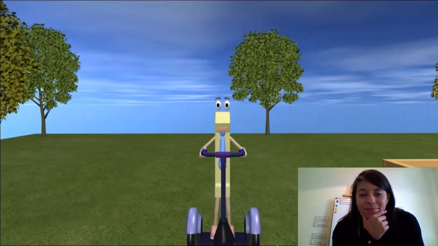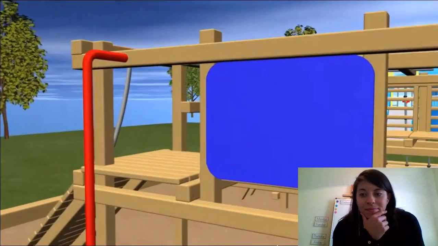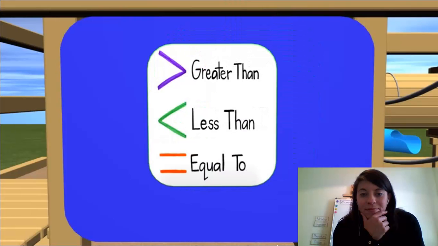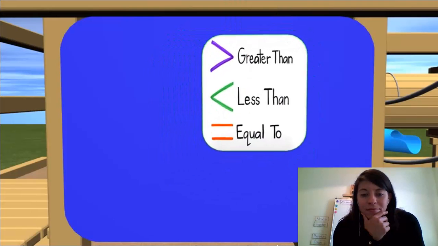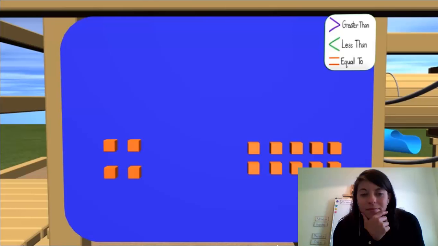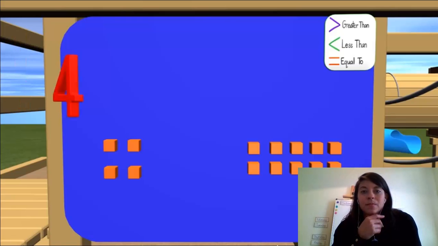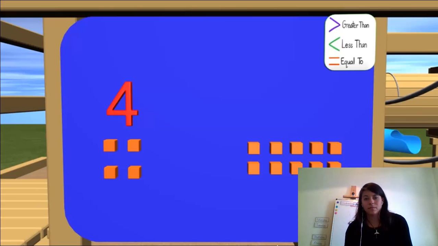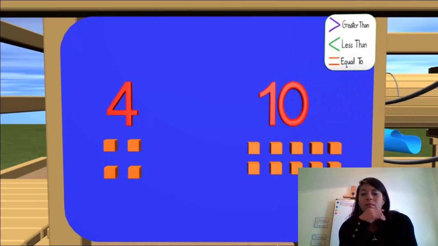Welcome back, guys. Today, we're going to learn about comparing numbers. Let's head on over and take a look. Here we have the symbols greater than, less than, and equal to. We will be using these symbols to compare numbers. Here we have two groups of ones blocks. We need to compare these groups of blocks. The first thing we need to do is count how many is in each group. We start on the left and we can see that there are 4 blocks. And on the right side, we have 10 blocks. We need to use one of the 3 symbols to compare these two groups.